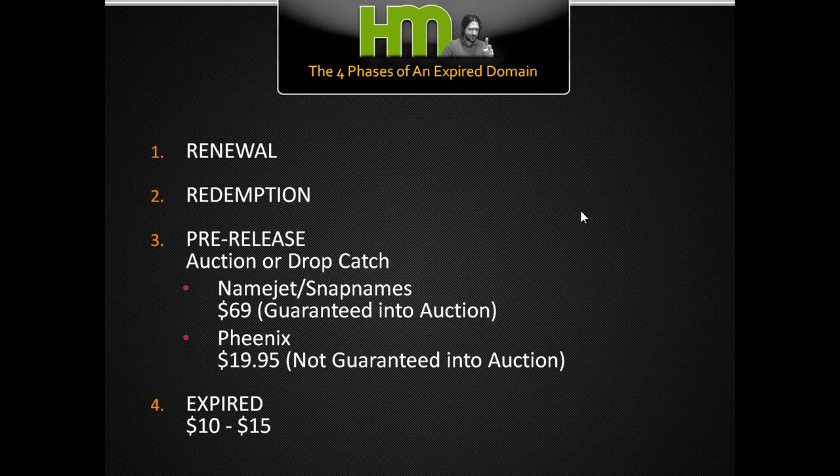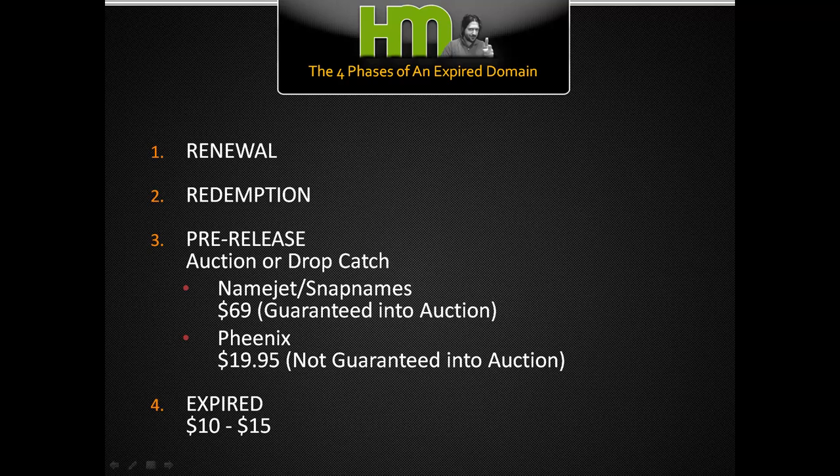Now, the redemption and the pre-release phase kind of coincide, because while domains are in the redemption phase, they start popping up at certain registrars like NameJet or SnapNames. And what that means is your domain is kind of in a pre-release phase where it's still owned by the registrar and the person at the registrar, but it's also in pre-release. It's about to be released out to the public.